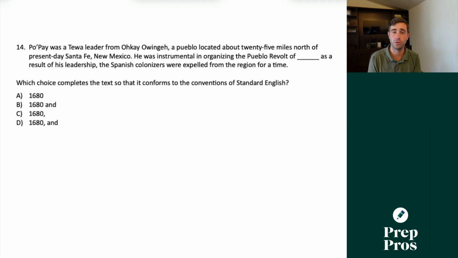The reason a lot of students struggle with these is they're trying to do these based off of what sounds right or feels right, and that's not going to help you get the correct answer consistently. So here we can see, he was instrumental in organizing the Pueblo Revolt of 1680. That's an independent clause. As a result of his leadership, the Spanish colonizers were expelled from the region for a time. This is also an independent clause. If we have two independent clauses, there's only 4 ways you can join those on the SAT, and only one of those is present here, the comma and the fanboys. That's how we can tell that D is correct.